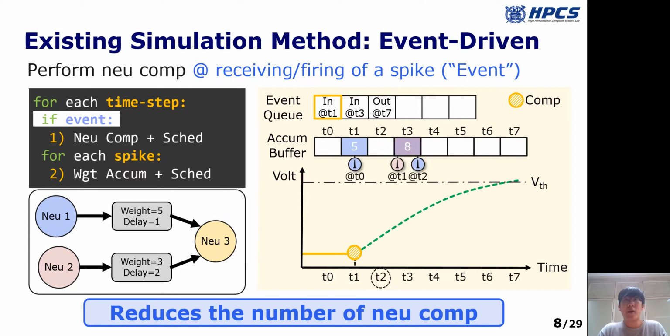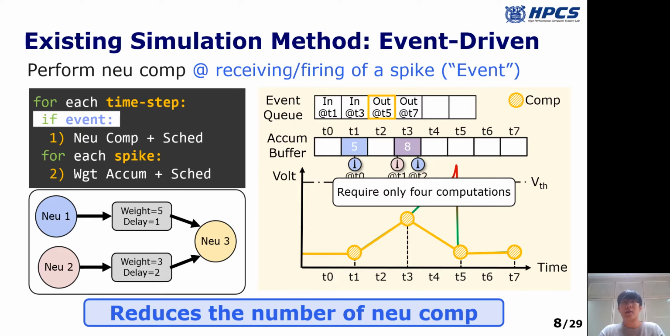Next, it performs weight accumulation while skipping the neuron computation as there is no scheduled event, and the events are scheduled in the time order. At T3, the simulator performs a neuron computation due to the scheduled in event. Then it schedules a new out event at T5 after the prediction. Due to the scheduled out event at T5, the simulator performs a neuron computation and the neuron fires a spike.